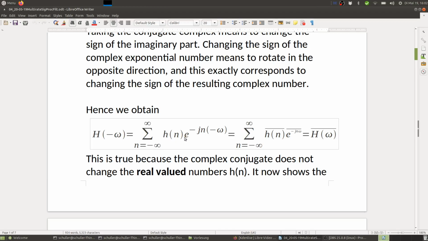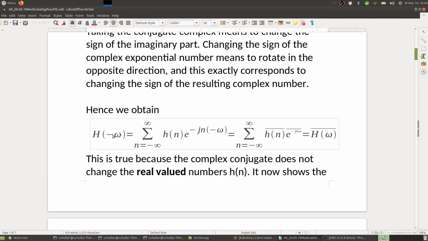Remember, we also have the coefficients of our impulse response, h of n. If h of n is real valued, then taking the complex conjugate does not change anything because the imaginary part is 0. So we can extend the complex conjugate over to h of n. Remember, this only works if h of n is real valued. Then we can extend it over the entire sum, and the result is H of omega complex conjugate.